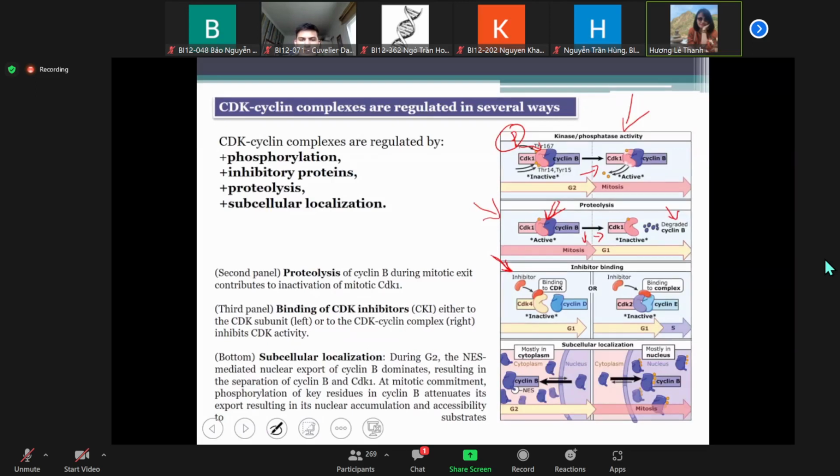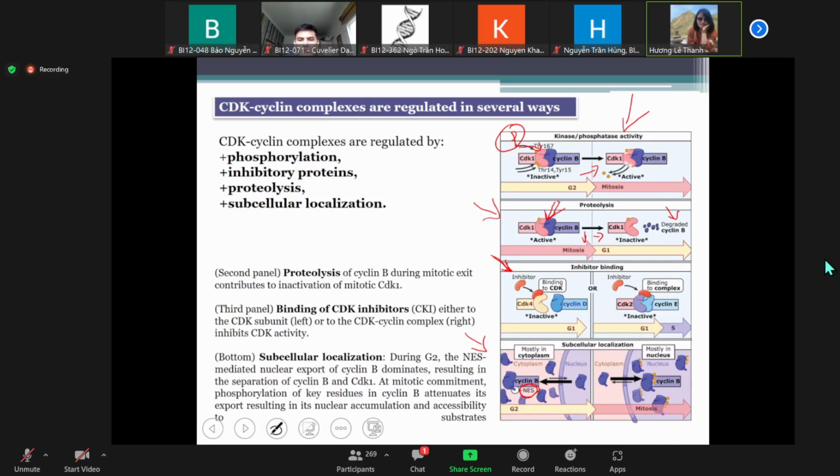They become inactive. And another type is the subcellular localization. Remember the NDS. When they export the cyclin B into the cytoplasm, it results in the separating of the cyclin B and the CDKs, but it's at the mitotic commitment.